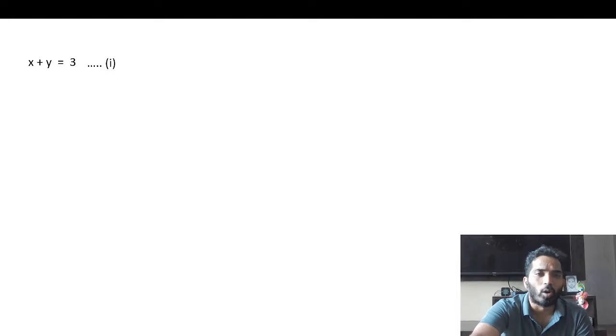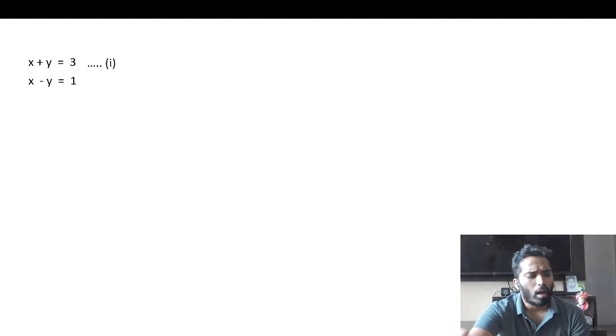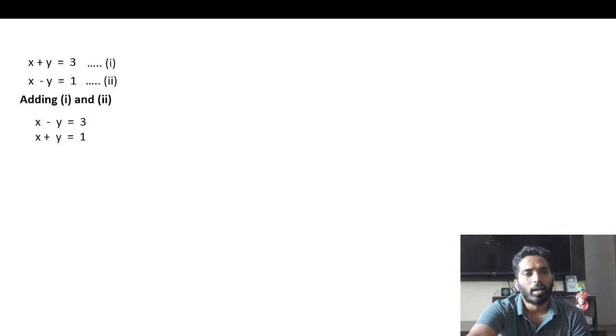x plus y is equal to 3. Another equation, x minus y is equal to 1. Let us name it equation 1 and 2. Now, I'm assuming you know how to solve this. We'll add both these equations, adding equation 1 and 2. Plus y minus y gets cancelled. x plus x is 2x. 2x is 4. x is 2.